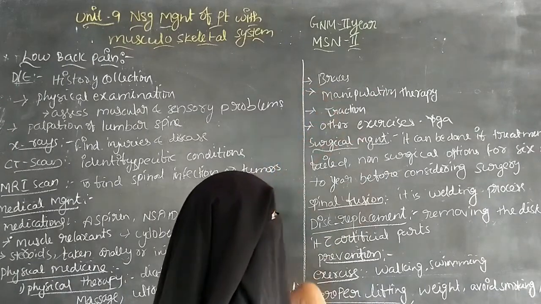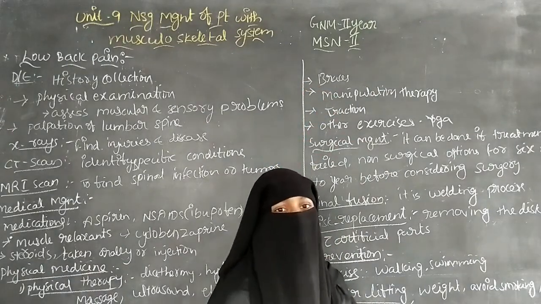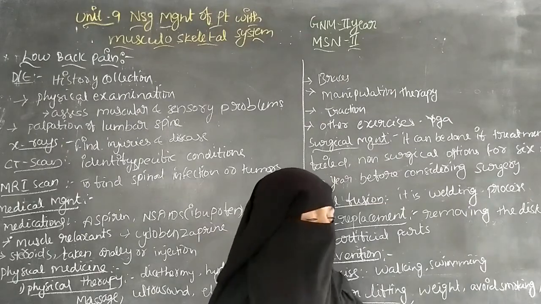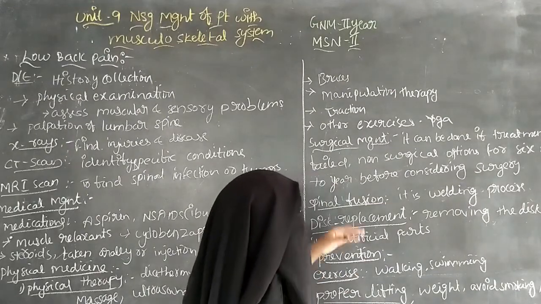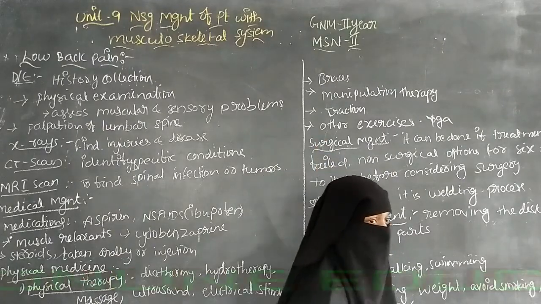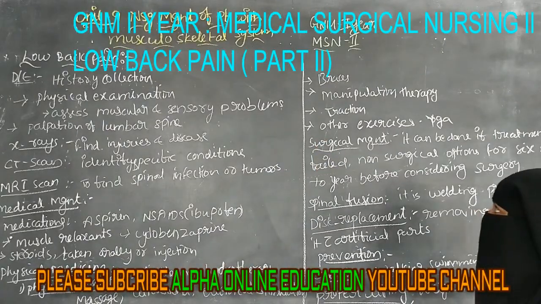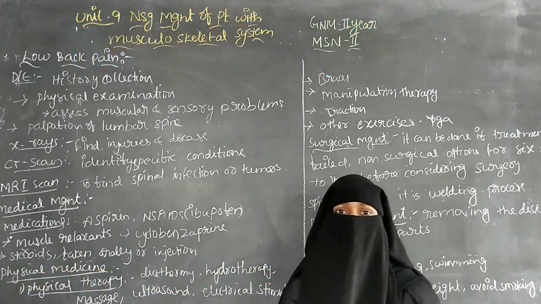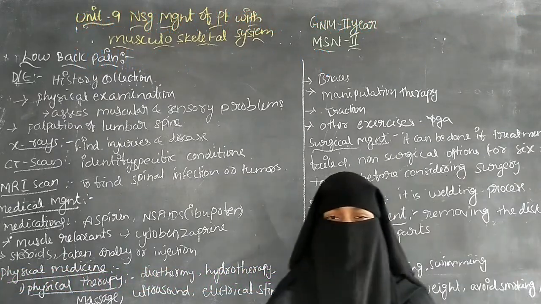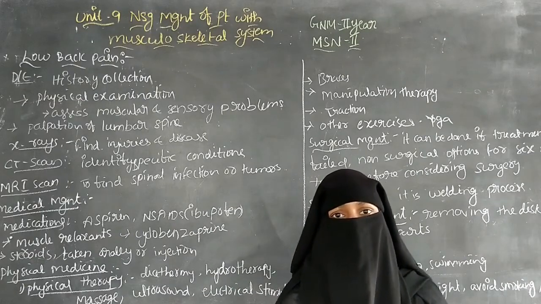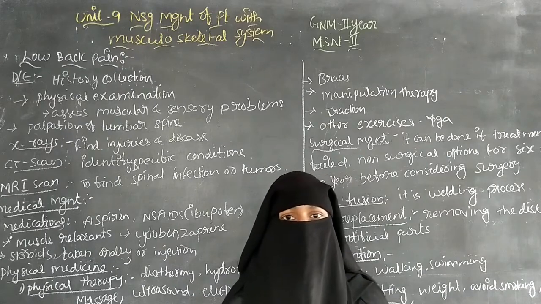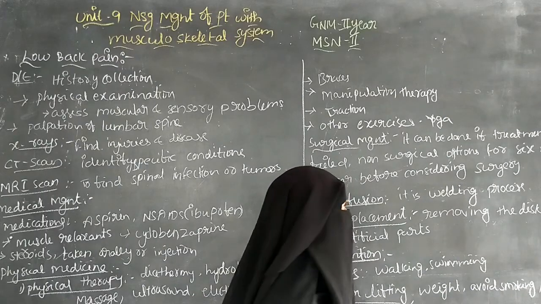And there is manipulation therapy. Manipulation therapy can be provided to relieve the pain. And there is traction. It is also like a splint, and it can support the back. By supporting the back we can relieve the pain and the inflammation.